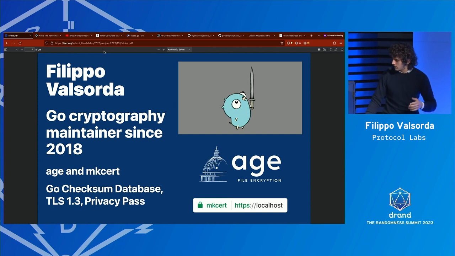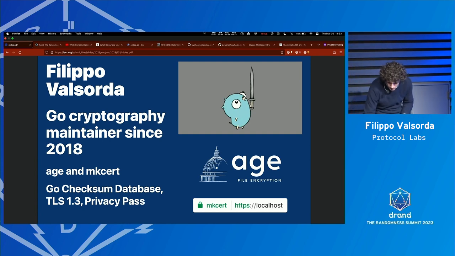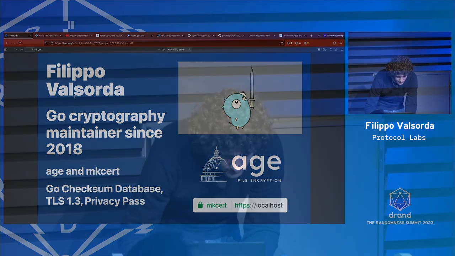And when I get things wrong... my laptop has decided to go to sleep, so that's suboptimal. Let me just try to fix that. There we go.